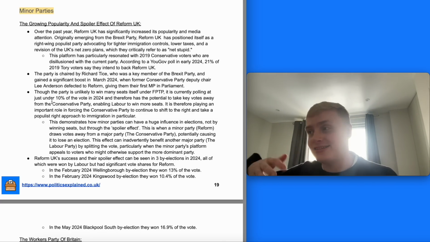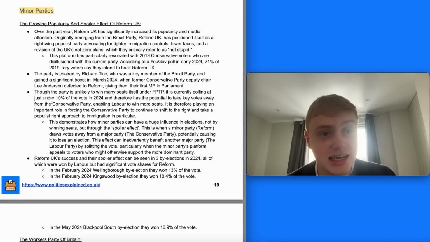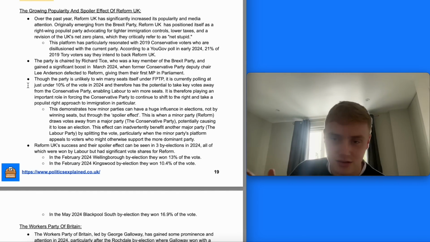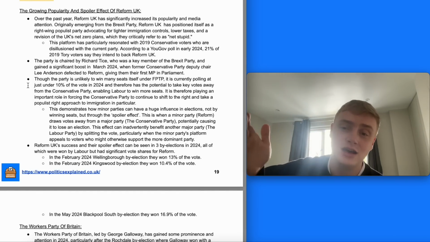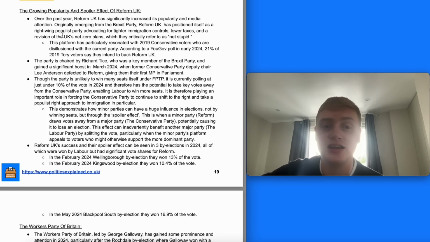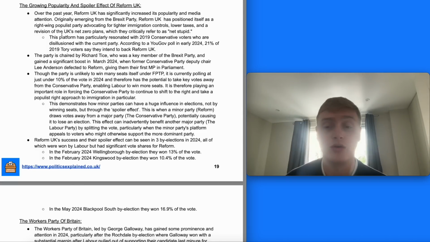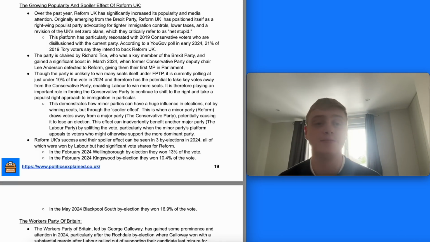and which was a legacy of UKIP previously. It's positioning itself as a right-wing populist party, advocating for tighter immigration controls, lower taxes, and revision of the UK's net zero plans in relation to climate change. They're effectively on the right of the Conservative Party, looking to pressure it to continue to be on the right, and attracting support from voters who are really dismayed with the Conservative Party. It has really resonated with 2019 Conservative voters who are disillusioned with the current party.